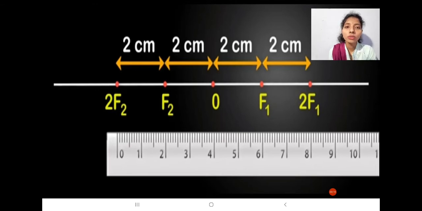First of all, we need to draw the principal axis. So on the principal axis we have to mark the points. So O is the optical center. Now we have to take the ruler and mark the points F1 and 2F1 and F2 and 2F2 on the principal axis. Here the distance between all the points is equal. Yes, you can observe here we are taking the distance between all these points as 2 centimeters.